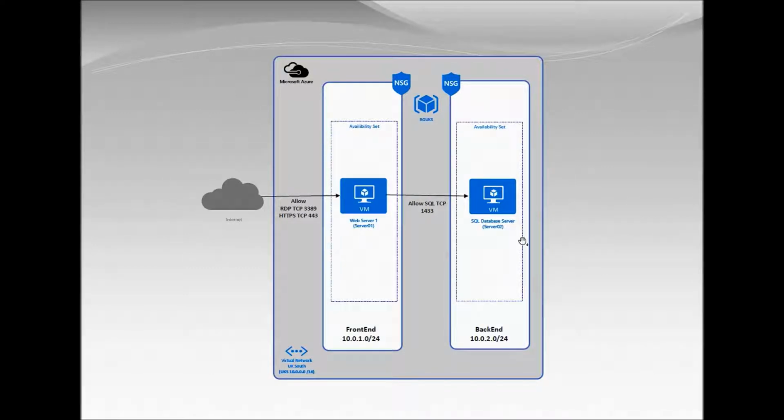So what we're going to be doing within this video is creating a virtual machine, a Windows 2016 server VM, within the front-end subnet. That will be applied to the already existing availability sets, and it will have all the firewall rules applied to that subnet from the NSG. So let's take a look.